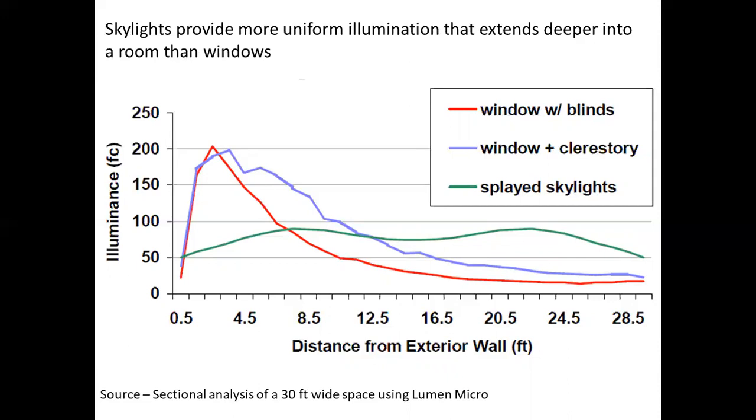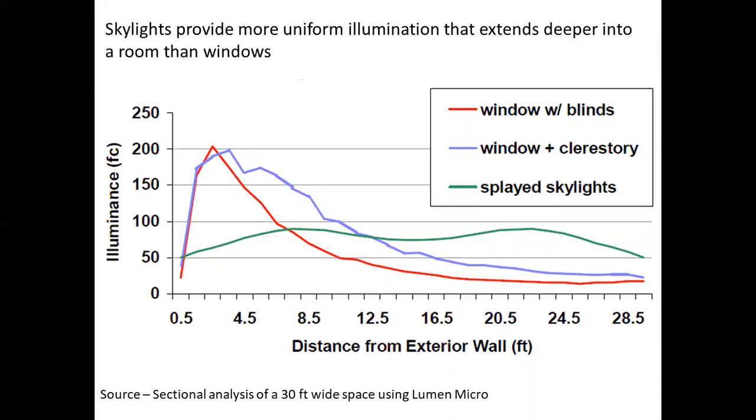Similarly, if you provide a window plus clerestory, the graph looks something like what is indicated in the blue line. Again it causes glare, and slowly it goes on diminishing. The intensity of light is very high. It reaches quite a distance, but it is not staying within the comfortable limit for human eyes. Near the exterior wall it is very high, and as you go further it diminishes. So windows and clerestory windows both give some similarities in their provision of illuminance.